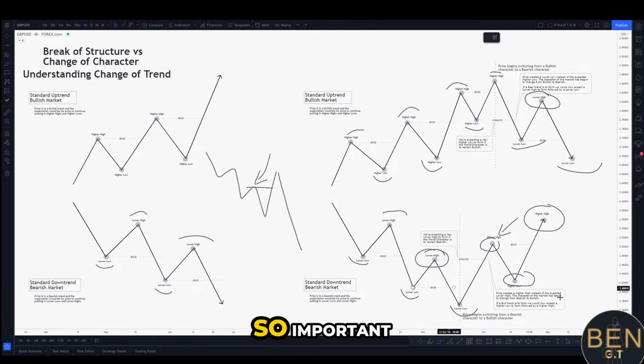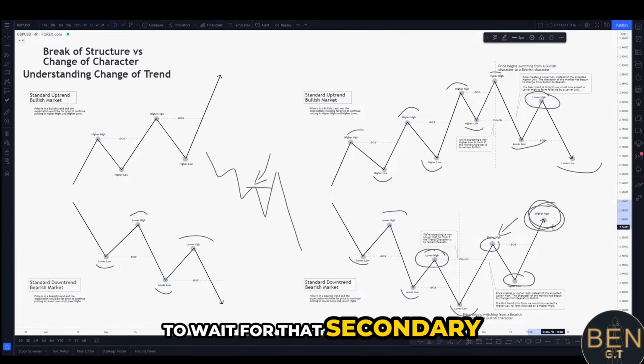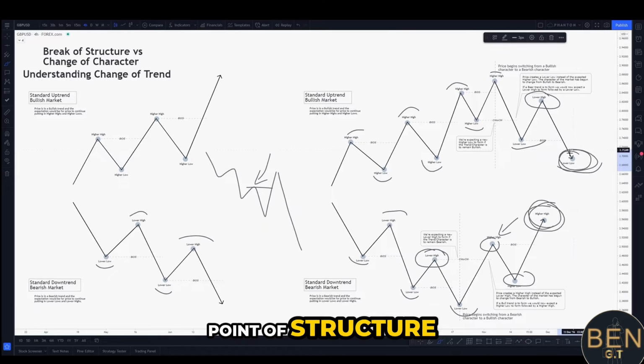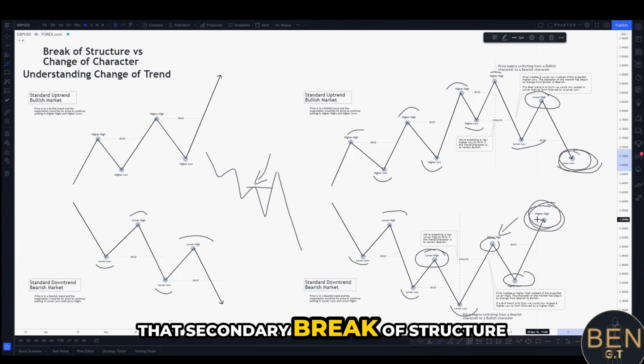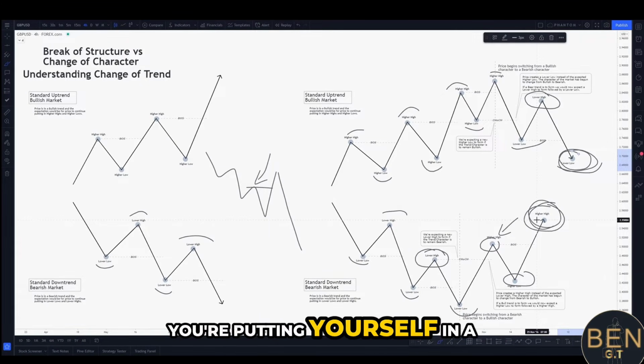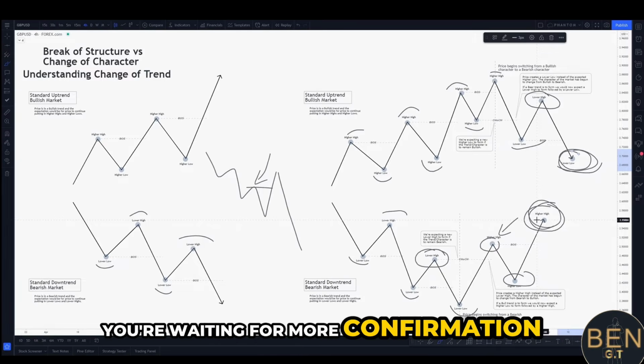And this is why it's so important to wait for that secondary point of structure to be made when you see that change of character to really validate a trend. Now, of course, if you want to be aggressive and start looking at a change of character on that initial break of structure, you absolutely can. But if you wait for that secondary break of structure to confirm the trend, you're putting yourself in a better position to win. You're waiting for more confirmation.